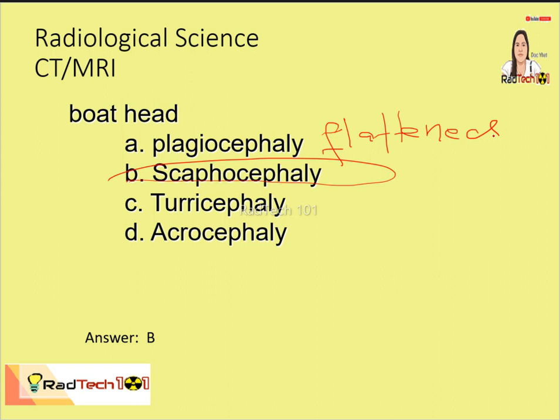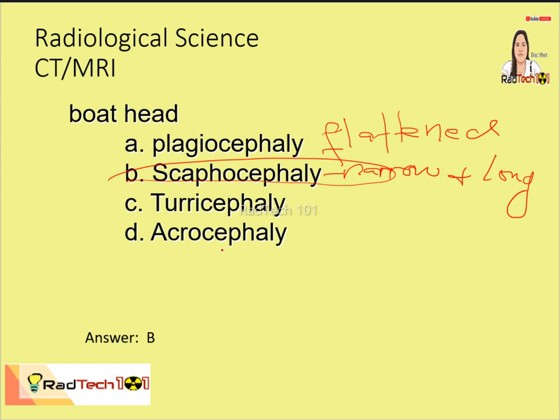Yung isang part ng skull, halimbawa sa left part ng skull, it is flattened due to repeated pressure. Halimbawa, lagi siya napipress, so nag-flatten yung part na yon, halimbawa yung left side ng kanyang skull, that is plagiocephaly. Pag sinabi naman natin scaphocephaly, so narrow and long. So, para siyang boat. Narrow and long.